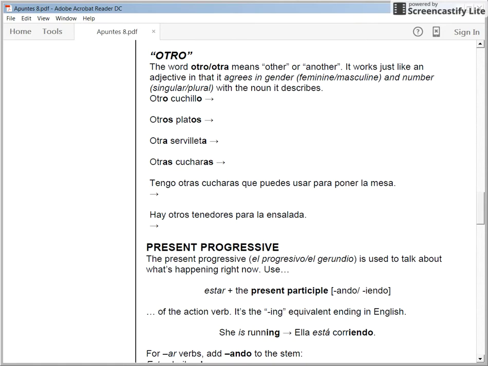Otro cuchillo. Notice that otro ends in an O because cuchillo is masculine and singular. It should translate to say, another knife. Otros platos. Notice they are plural and the gender is masculine. Should translate to other plates.